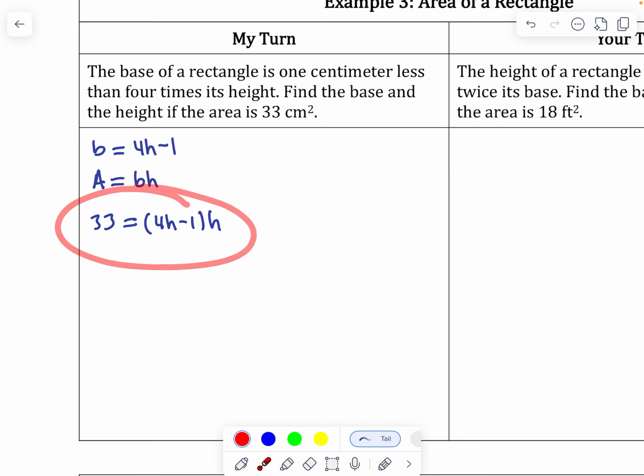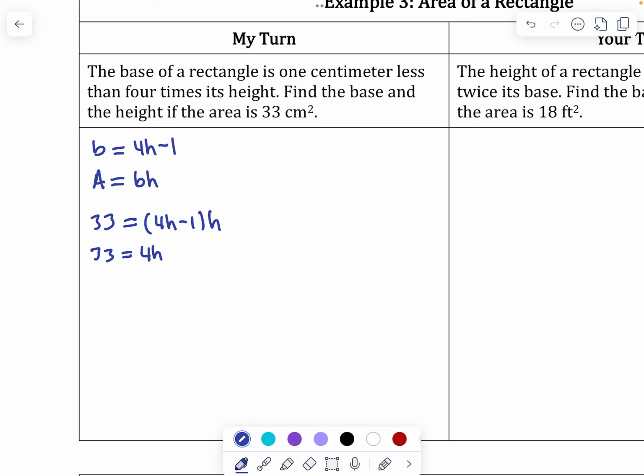So here's the setup. We now have the quadratic equation that we need to solve. I'm going to start by distributing the h. This gives us 33 equals 4h squared minus h. I want the 33 on this side, and I'm actually going to just flip the whole equation here. So I have 4h squared minus h minus 33 equals 0. All right.